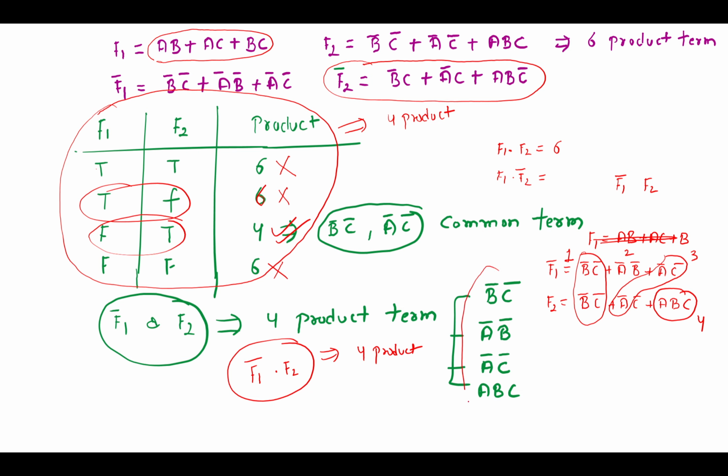So what are the four terms I have written here? Do not repeat the product term here, because b bar c bar is two times, so I do not consider it two times here. I have written it only one time. And similarly a bar c bar is also repeated two times, but I have written only one time. So these are the product terms.